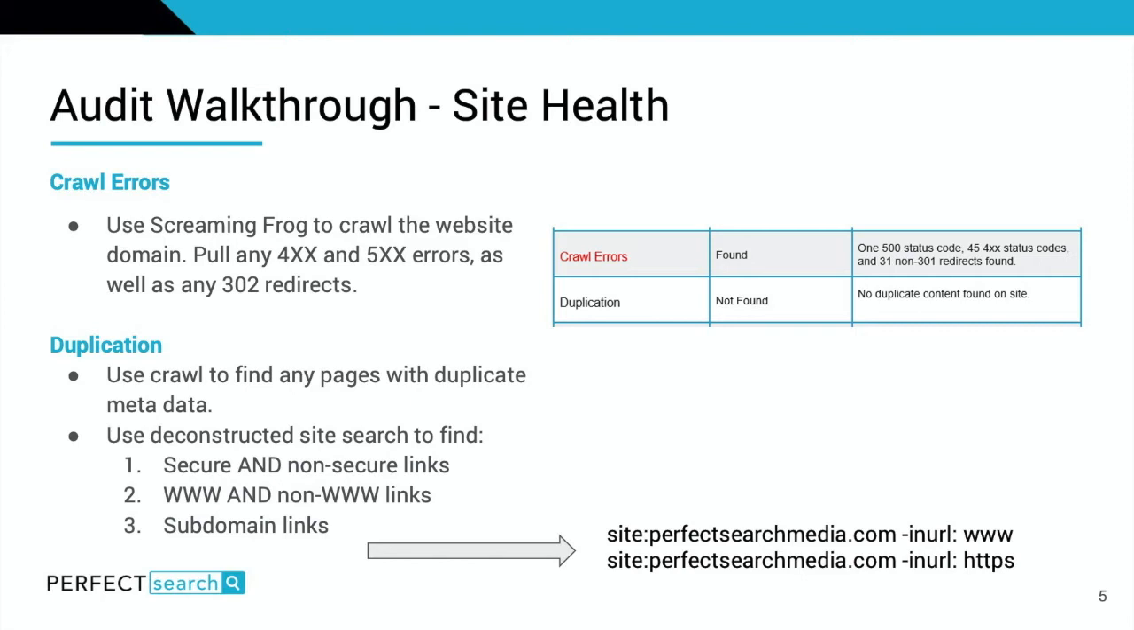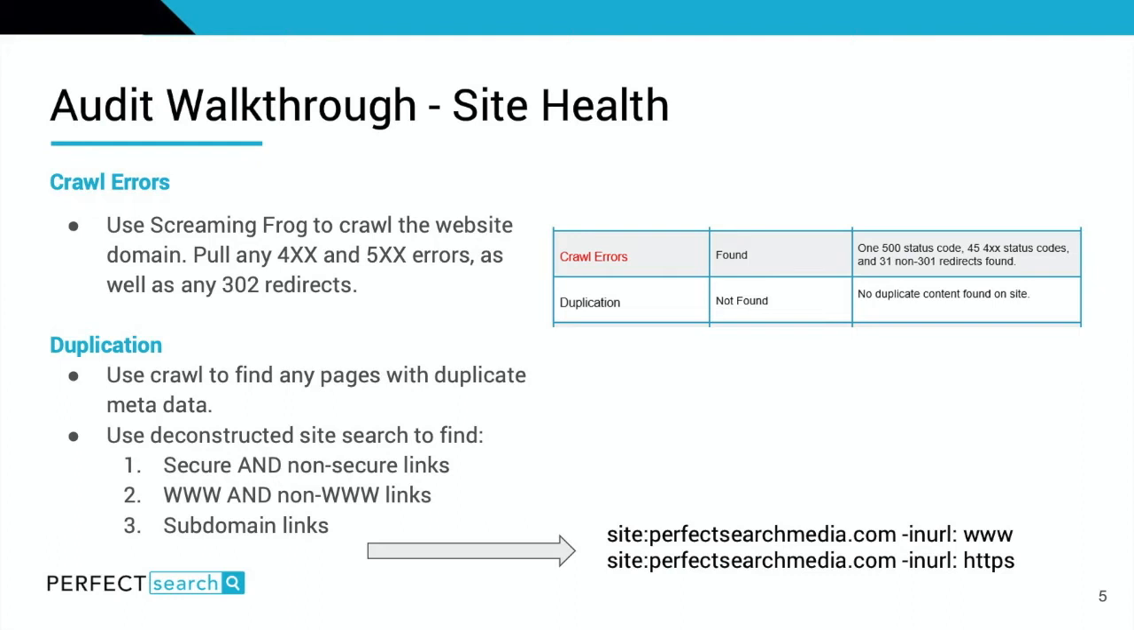Moving right along, we have the crawl errors portion. So for this example, we have used Screaming Frog to crawl the website to find any 400 error status codes, 500 error status codes, or if there are any 302 temporary redirects that we should be looking into. If you have access to different tools, that's totally fine, but for this example, we've used Screaming Frog. And we've found that there are 45 instances of 400 status code errors, 31 non-301 redirects, and 1 500 status code. So we've highlighted that red because we would like to investigate that further and prioritize it.